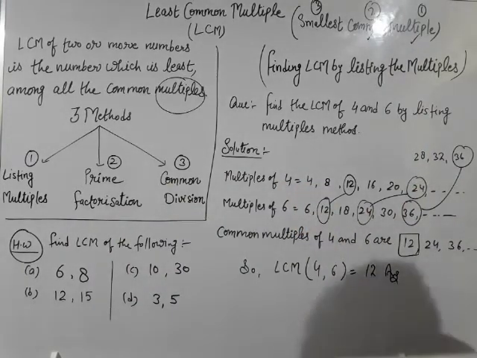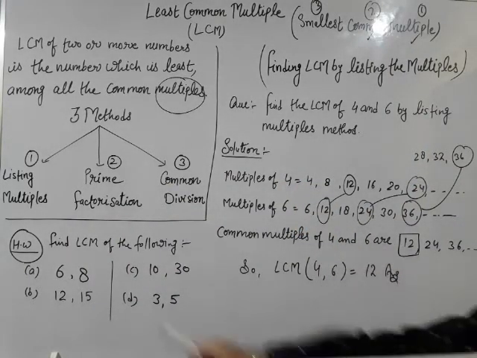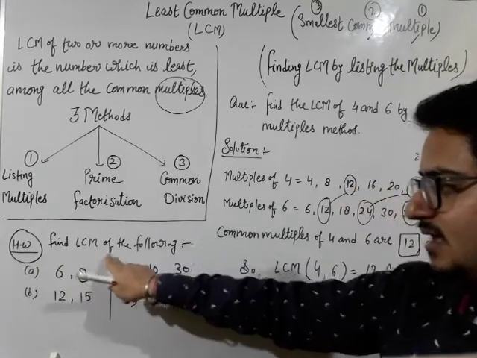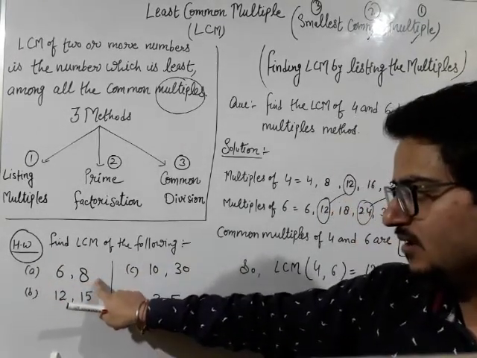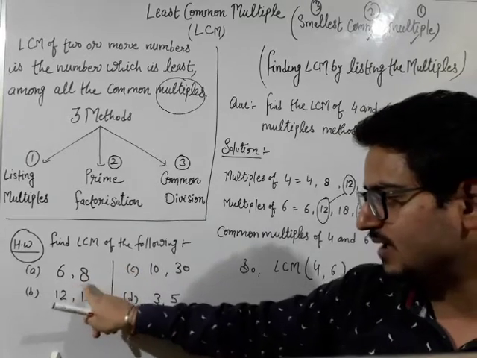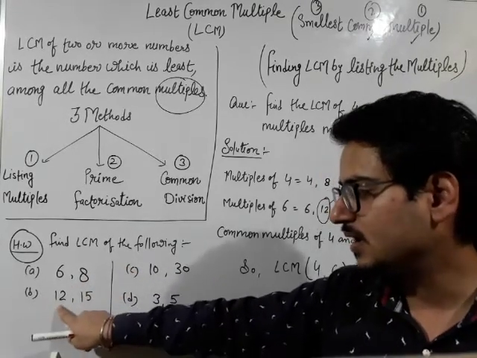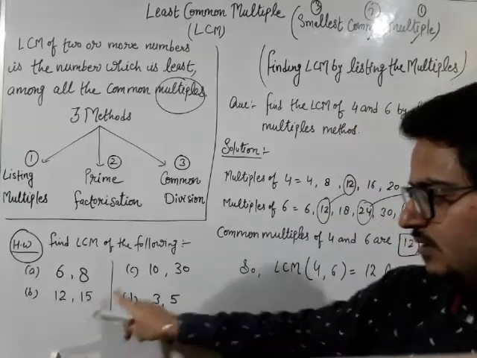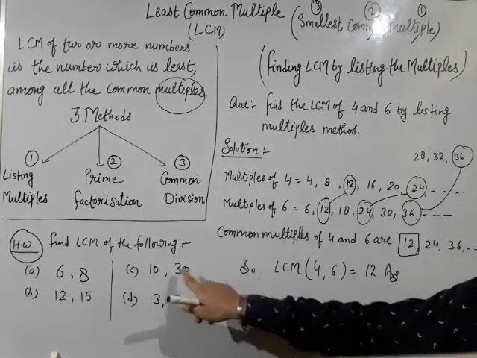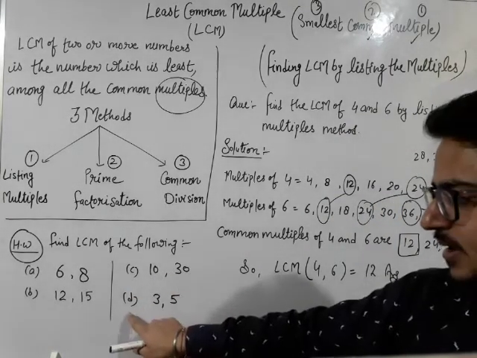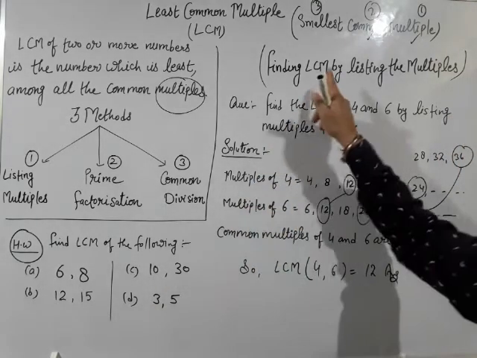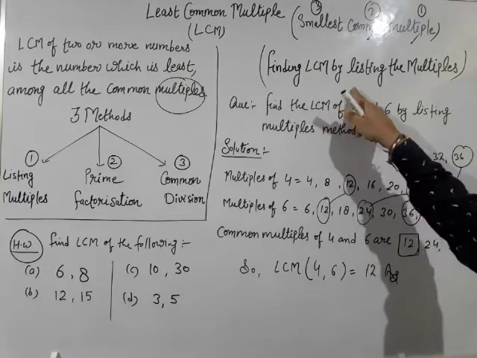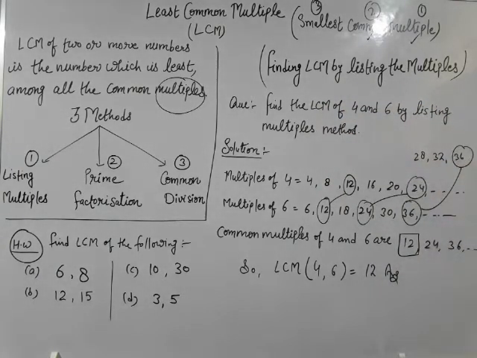I am giving you a few questions as your homework. Find LCM of the following. A part, 6 and 8. You have to find the LCM of 6 and 8. B part, LCM of 12 and 15. C part, LCM of 10 and 30. D part, LCM of 3 and 5. By which method? By this method, finding LCM by listing the multiples.